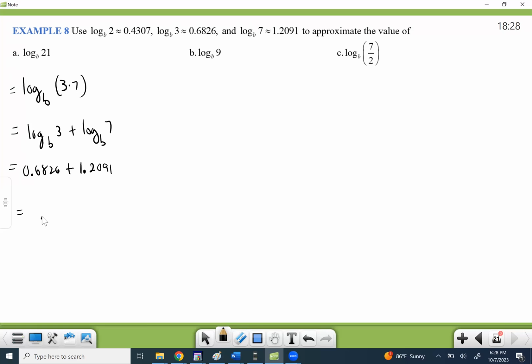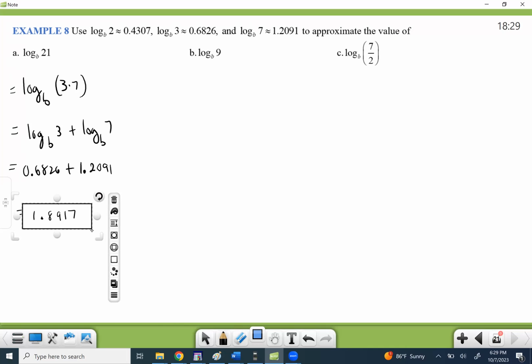Okay. Oh my goodness, can I add? 1 plus 6 is 7. 9 plus 2 is 11, carry the 1. 0 plus 8 is 8, but I carried a 1, so it's 9. I think it's that. You might want to double check me with your calculator. I don't know why I just didn't use my calculator. Let me make sure because I don't want to have the wrong thing here. Okay, so 0.6826 plus 1.2091. Yeah, looks good. Okay. All right.